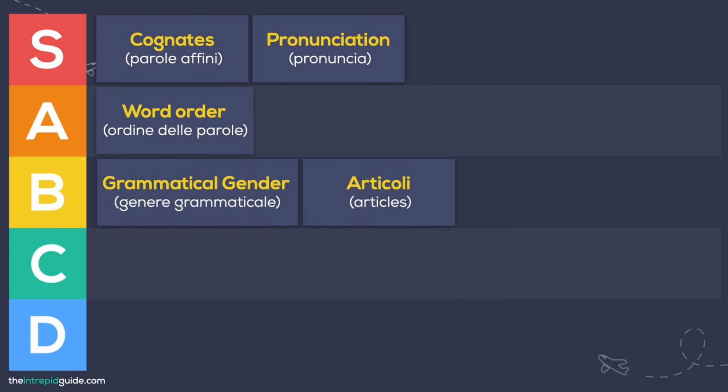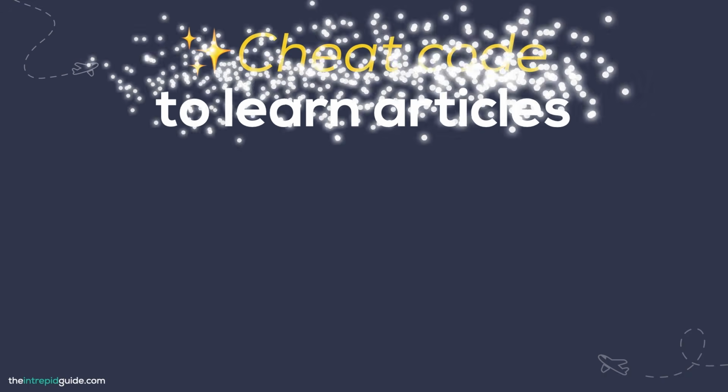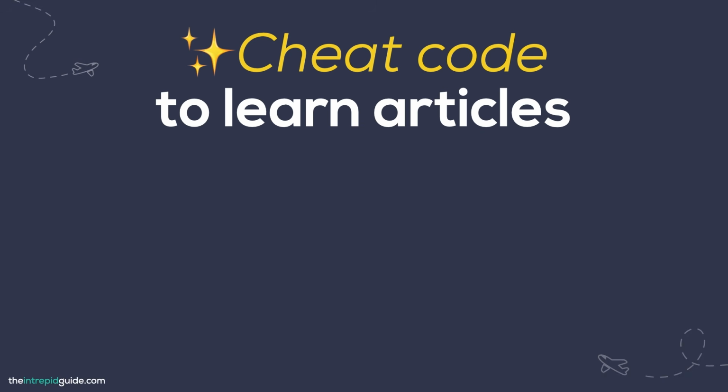So where do Italian articles rank? Well, it goes in the B tier for brain stretcher. Now, even though there are more options than in English, the system is quite logical and predictable, but it does take some getting used to. So here's my best cheat code to learn articles. Here's a shortcut that most beginners aren't taught.